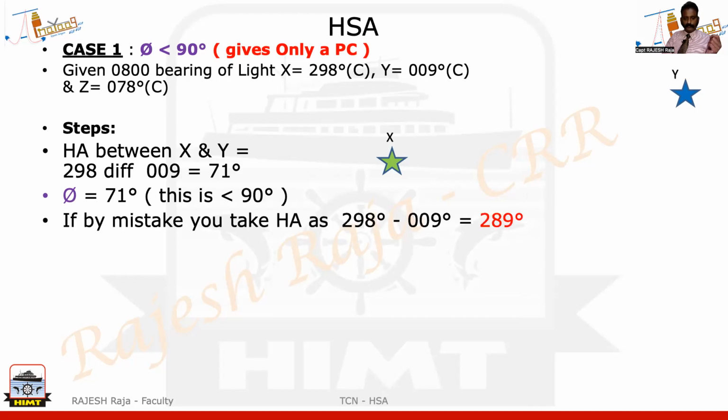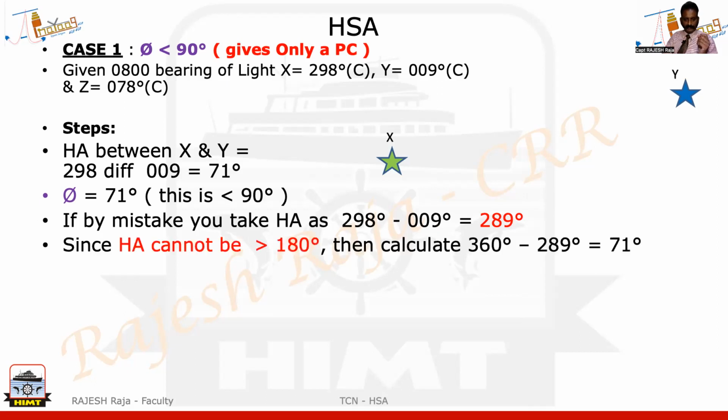Now, what do you do if by mistake you do 298 minus 009? You will get an answer called 289, which is wrong because horizontal angle cannot be more than 180 degrees. So all you do is 360 minus 289, you will get the same 71. So no big deal if you make a mistake, please correct it.